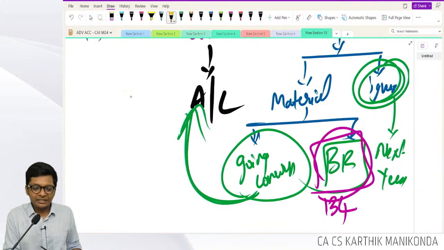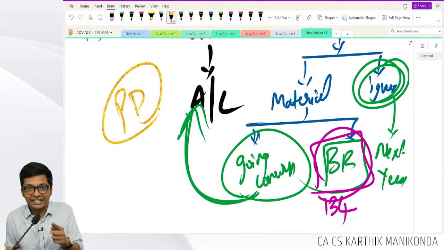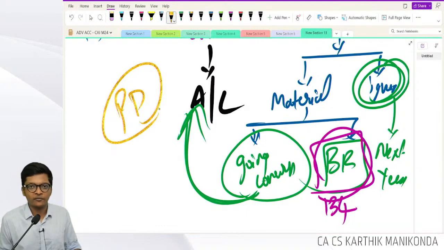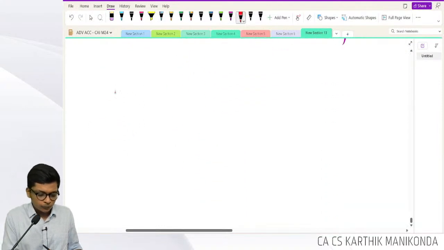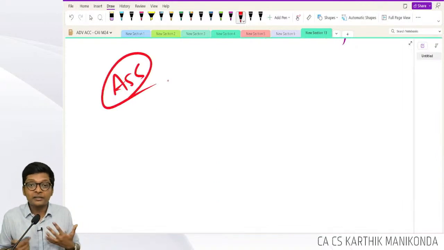And lastly, sometimes they will ask about proposed dividend. Dividend is declared after the year ending. It is a new transaction, so it's a non-adjusting event. That's it. That's what you have to remember for the exam. This is with respect to AS4. Let's quickly go to AS5. I'm going to run through each standard at this rapid speed, a quick revision of concepts.